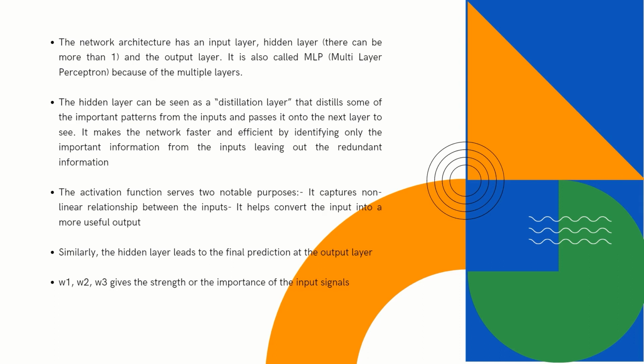Now this makes the network faster because you are not putting the entire pressure on one single layer. You are not asking one single layer to extract all the features out of the image. So it is divided between different layers so that they can perform more efficiently. So it makes the network faster and efficient by identifying only the important information from the inputs.